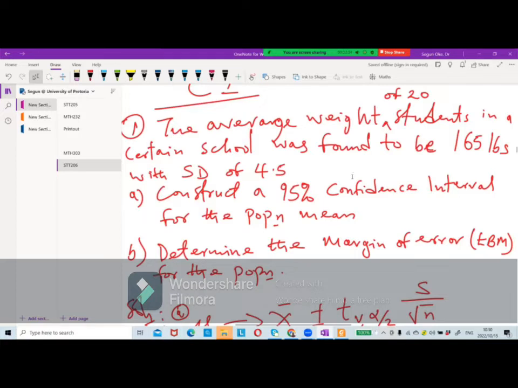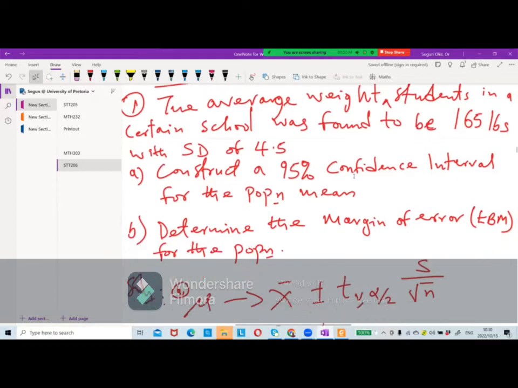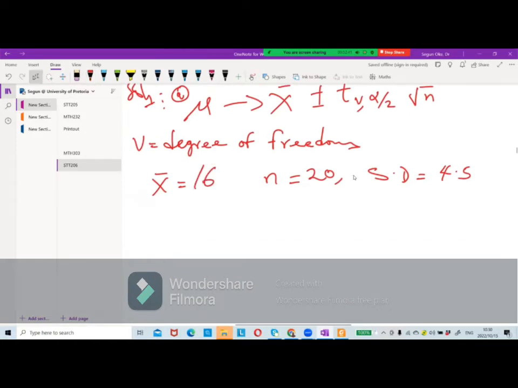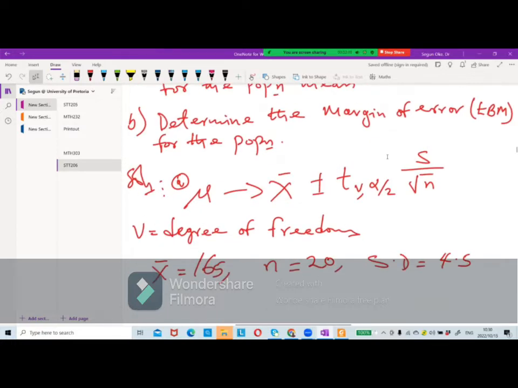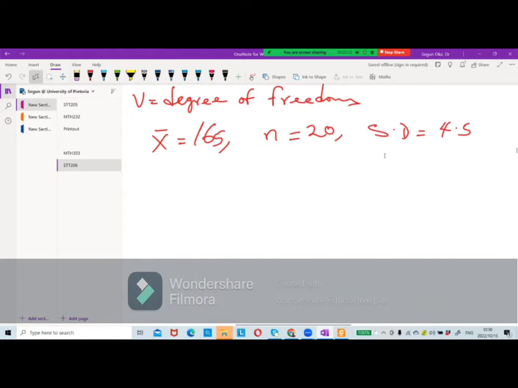Now let's read the question. The average means the mean, right? The weight of the student in a certain school was found to be 165. That is, the X bar in this case is 165. Please take notes. Are you getting it now? Then for the degree of freedom, our V is equal to N minus 1, which means what? N minus 1 will be 20 minus 1, which is 19. That is your degree of freedom, which is equal to your V.